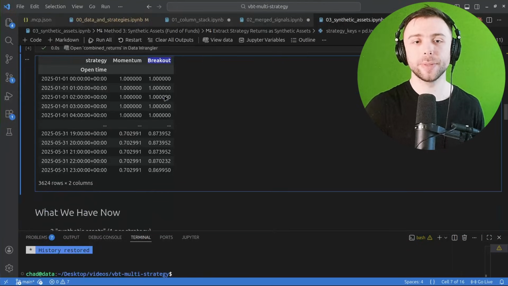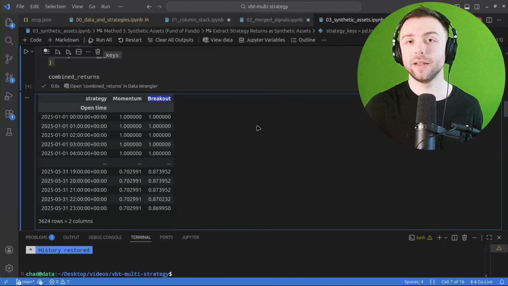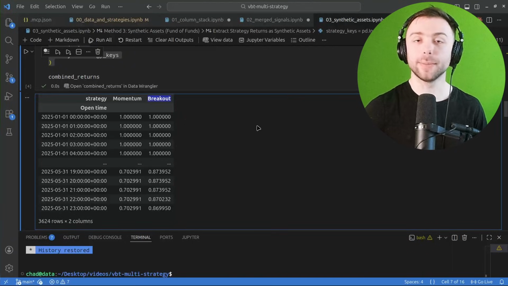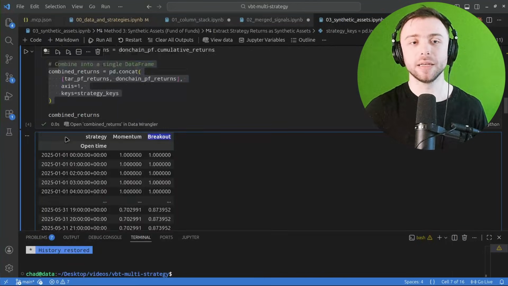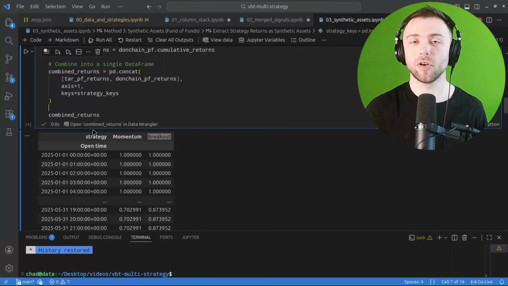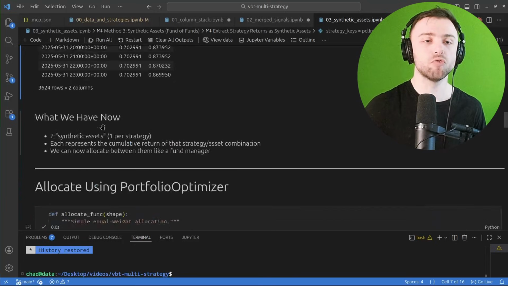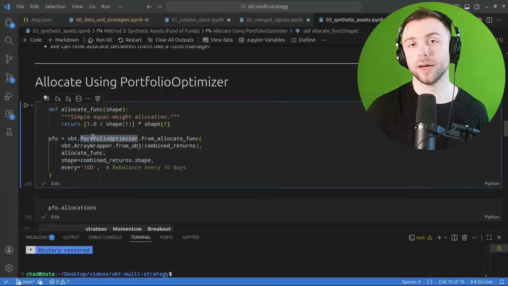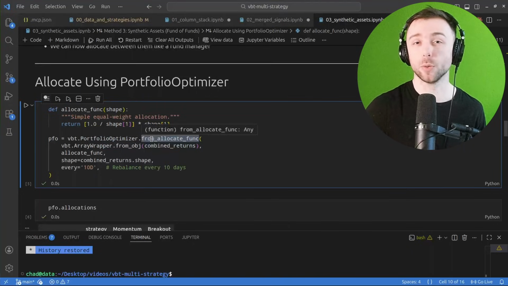I like this method because it's nice and simple. It would be very easy to have 10 different strategies here and not as much complexity, maybe if the timestamps aren't aligned correctly or if the data doesn't fully overlap. It's a lot easier, in my opinion, to wrangle these returns into a single data frame and then treat that as price data effectively that we're trading. And then we can run a very simple simulation using the portfolio optimizer and from allocate func, which is a separate simulation function like the other ones I mentioned earlier.